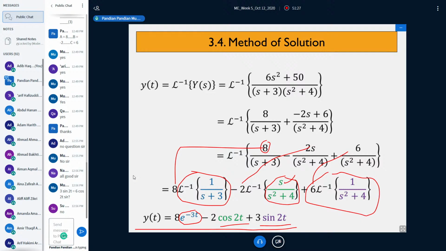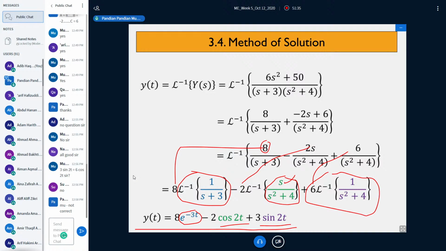Mu, is what? Mu. Can you reply to me? Can you, by voice, verbally? What do you mean by 3 sine t? 3 sine 2t equals to cos 2t. No.